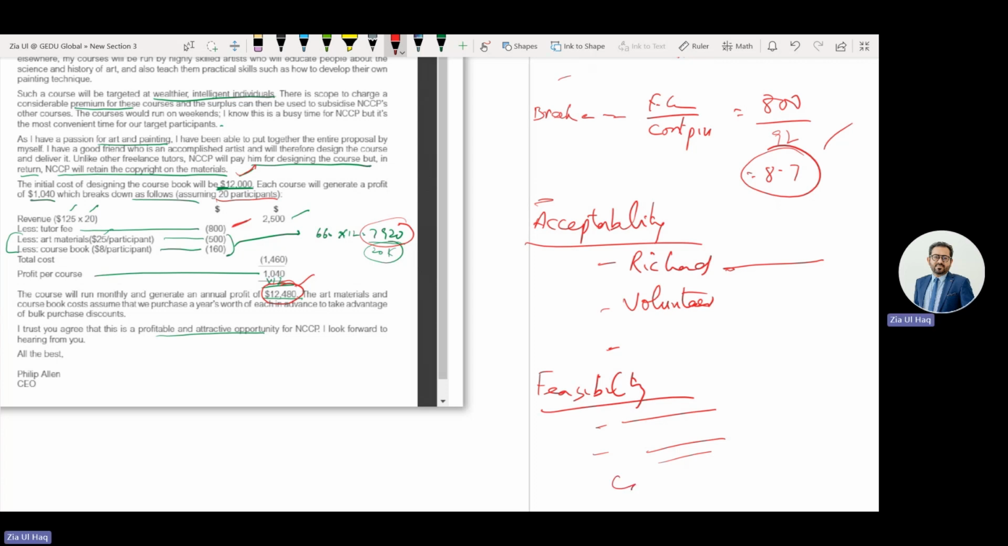What could be the conclusion? We should not run this. It doesn't seem feasible, acceptable, or even suitable, because the break-even point is what? At least 9 participants that you need.